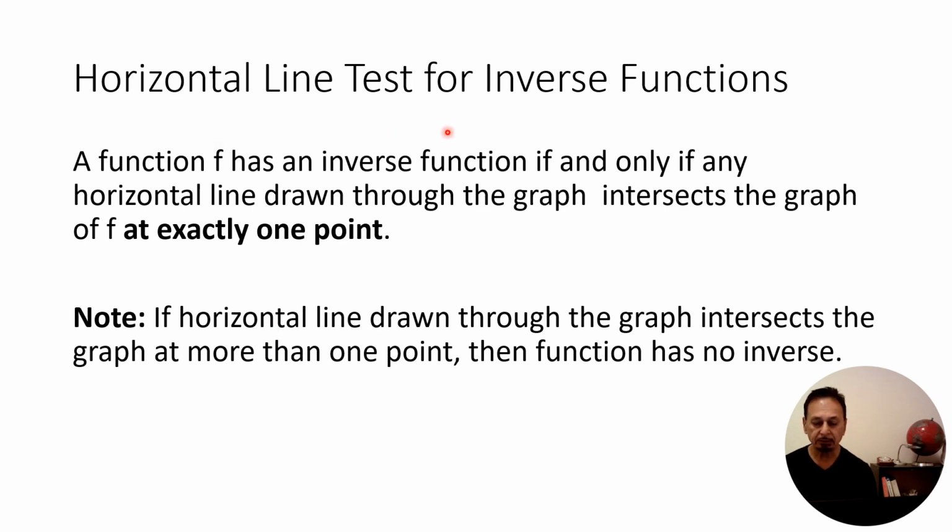Horizontal line test for inverse function. A function has an inverse function if and only if any horizontal line drawn through the graph intersects the graph of f at exactly one point. If a horizontal line drawn through the graph of f intersects the graph at two or more points, then the function has no inverse.